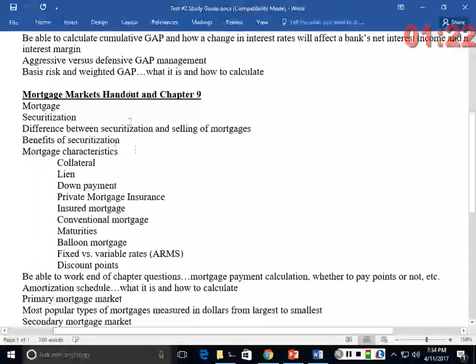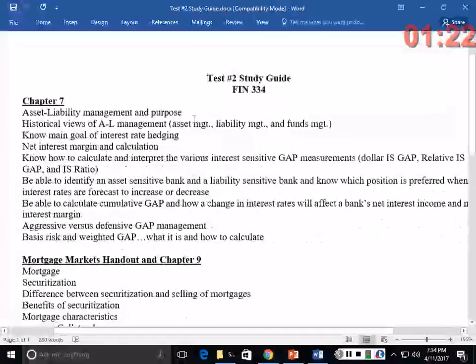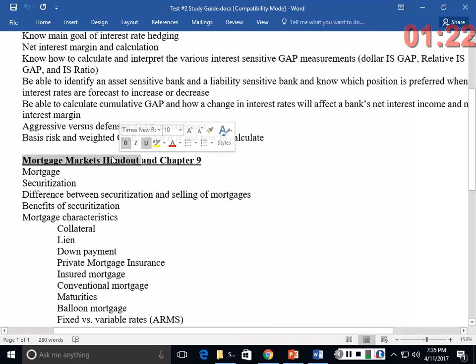All right, so this is kind of a combination of the mortgage markets handout that says Chapter 7 on it, and then Chapter 9 from your textbook. So don't get this Chapter 7 and this Chapter 7, the handout, confused. So this is what I'm referring to there. All right, so you need to know what's the definition of a mortgage.